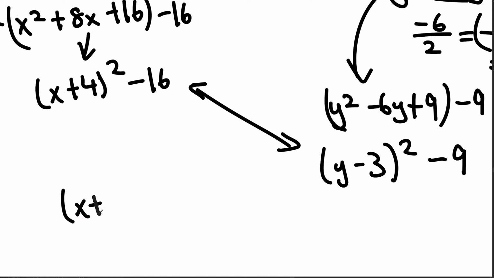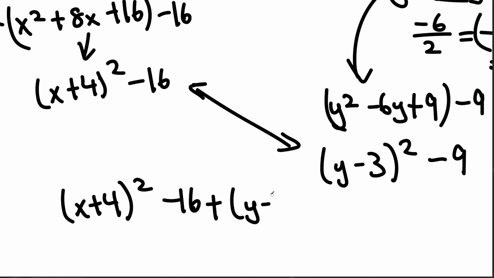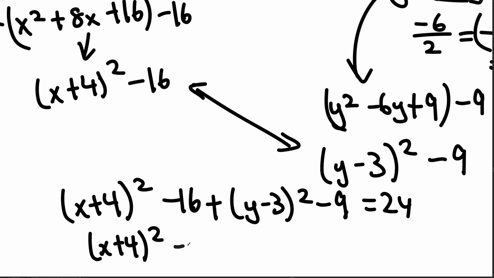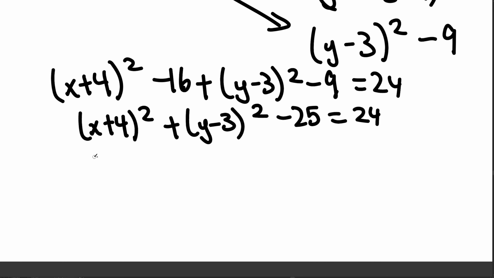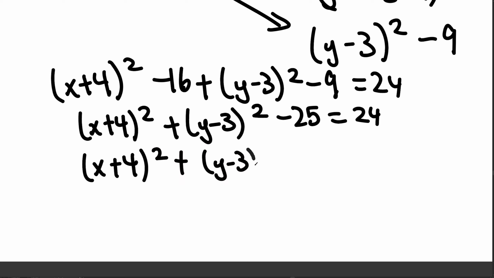So we have (x + 4)² − 16 + (y − 3)² − 9 = 24. Next we have (x + 4)² + (y − 3)² − 25 = 24. Then we have (x + 4)² + (y − 3)² = 49. And this is standard form right now. So this is all we needed to do. And in order to find the radius, we just take the square root of 49.